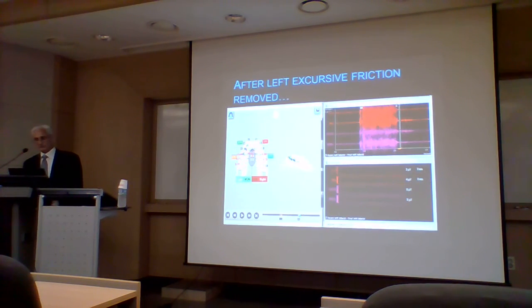But when we correct it to where when the patient moves left, they move anteriorly, and the implants are discluded in a very short time frame, see the muscle activity goes away.